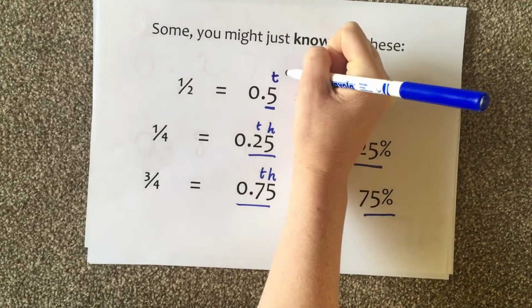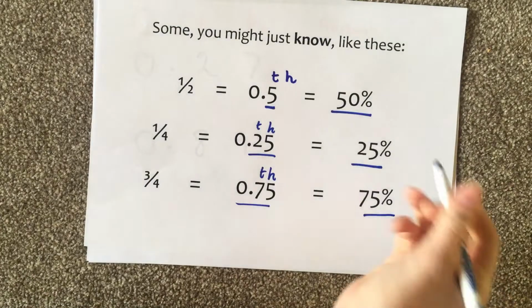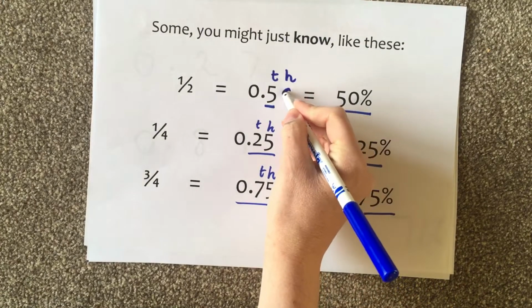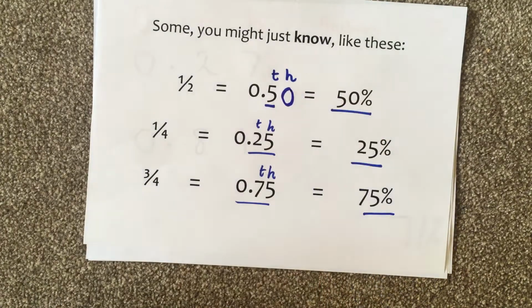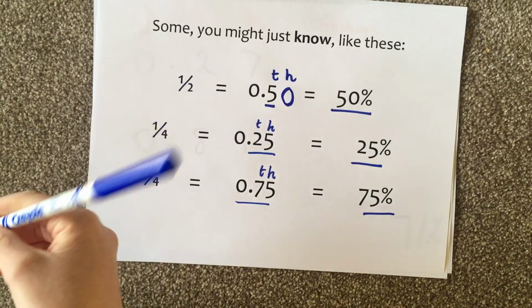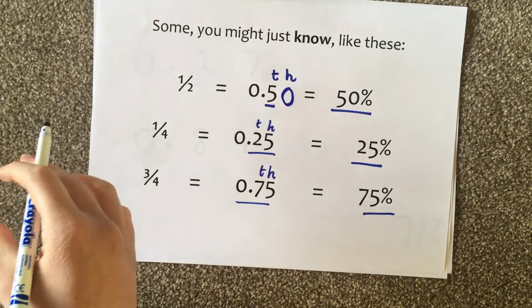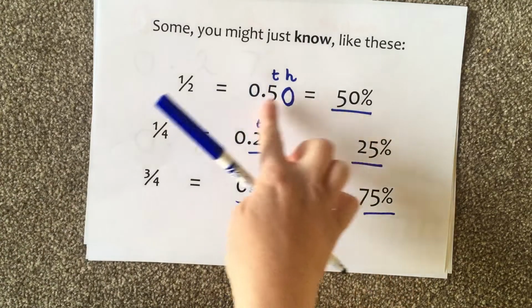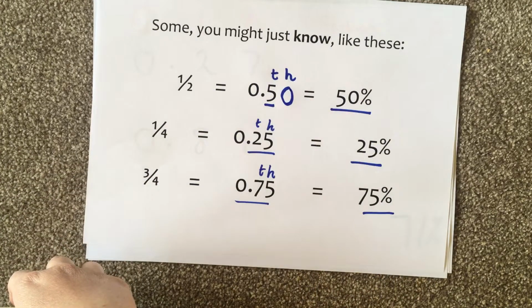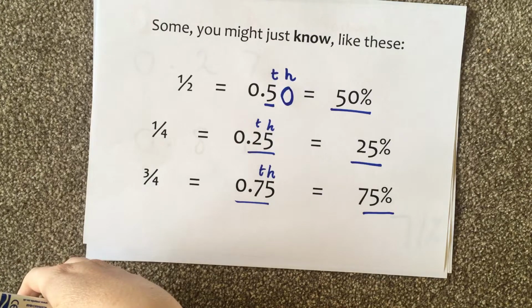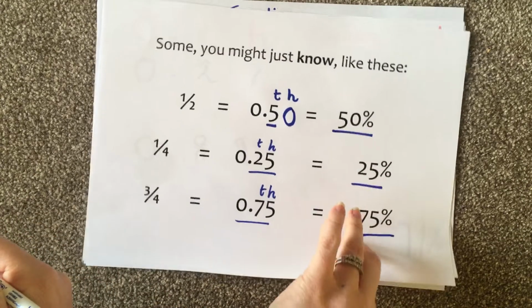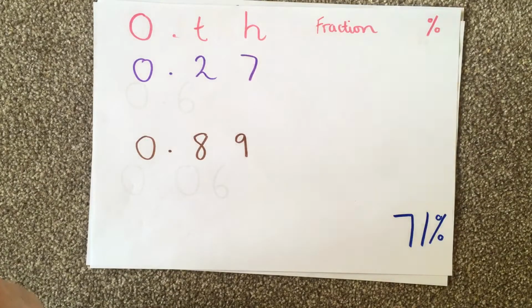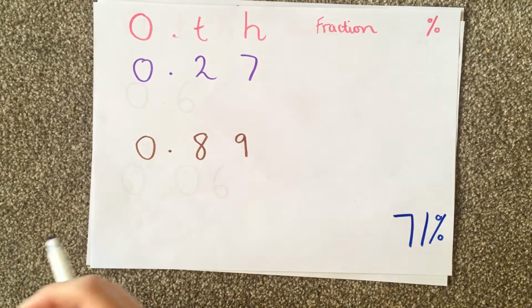If I write in my tenths and my hundredths, I can see that I've actually got nothing in my hundredths, so I could put in a 0. That doesn't change the number at all. It's still 0.5, it still means the same, but I can see how my percentages link to my decimals, and that's quite useful to have a think about. So let's have a look at how I could go from a decimal to some fractions and percentages.